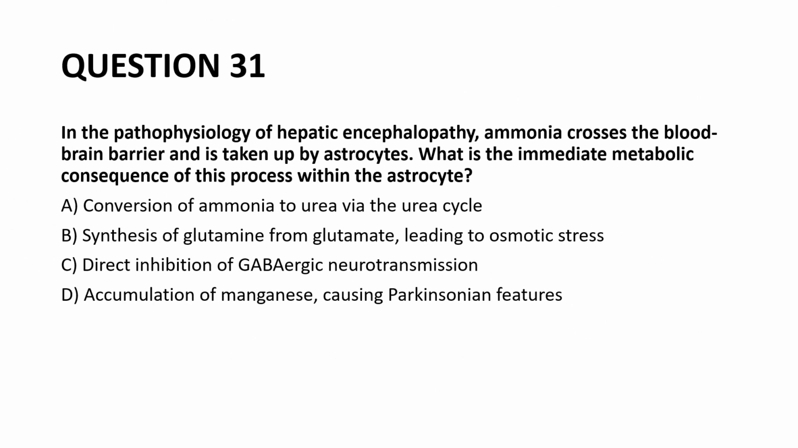In the pathophysiology of hepatic encephalopathy, ammonia crosses the blood-brain barrier and is taken up by astrocytes. What is the immediate metabolic consequence of this process within the astrocyte? Conversion of ammonia to urea via the urea cycle, synthesis of glutamine from glutamate leading to osmotic stress, direct inhibition of GABAergic neurotransmission, accumulation of manganese causing Parkinsonian features.